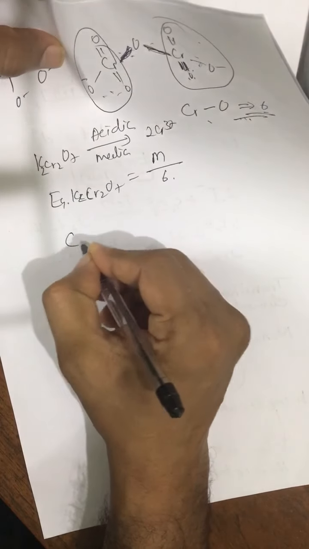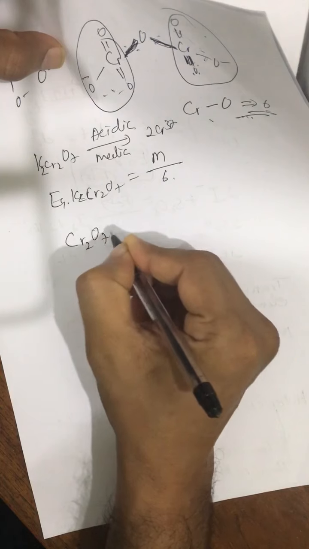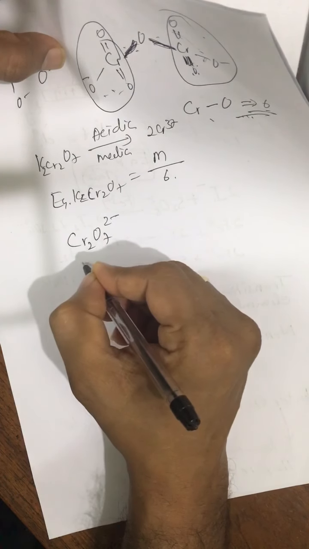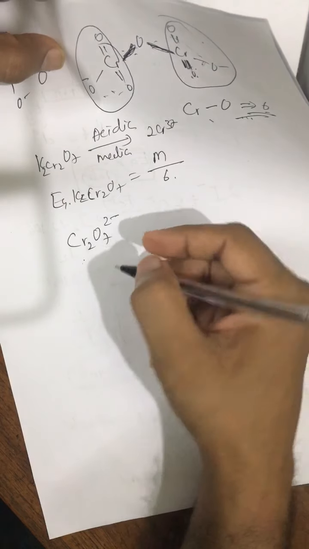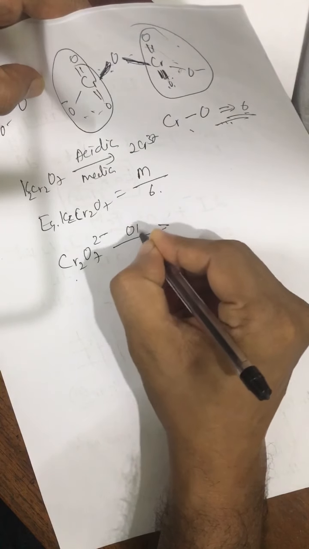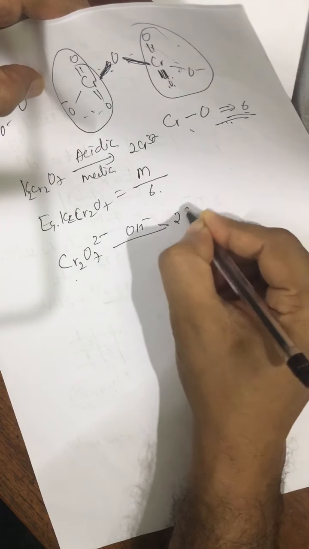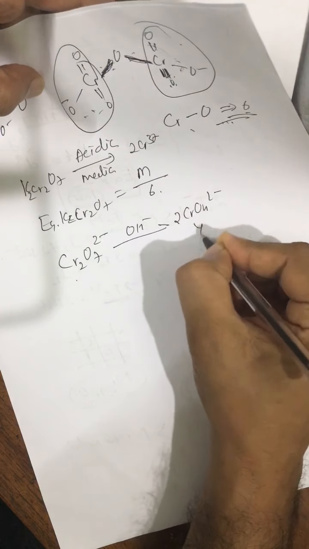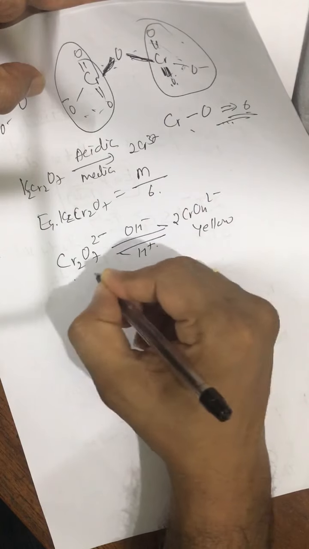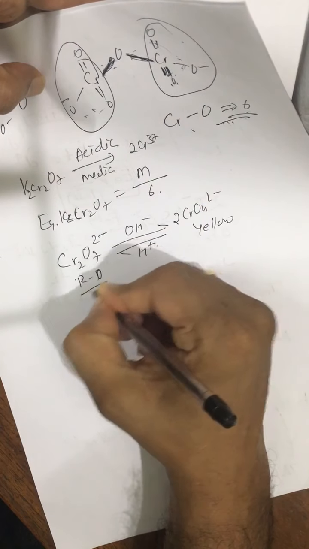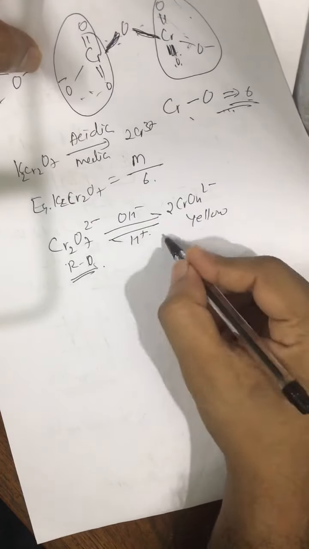And one more reaction you must remember: dichromate Cr2O7 2-. This is almost red orange. And in the presence of alkali, it is converted to CrO4 2-, which is yellow. And if acid is added, again it is converted to red orange. So you must remember this conversion also.